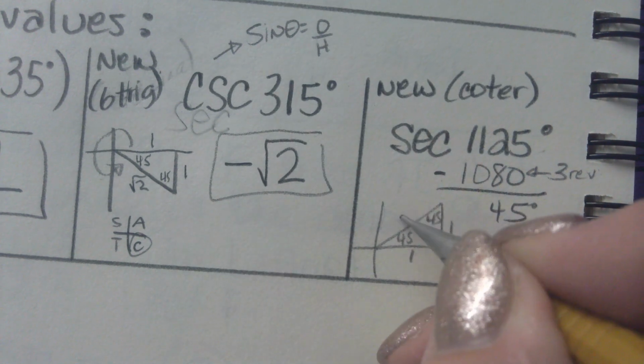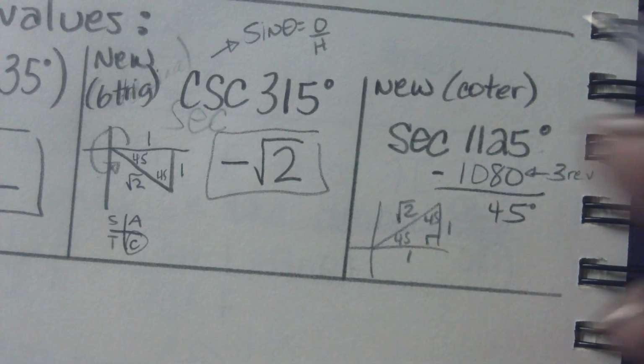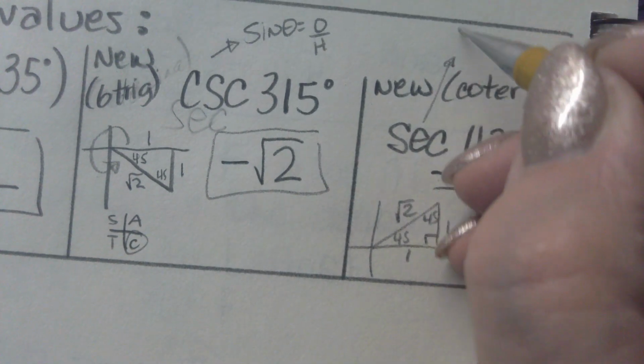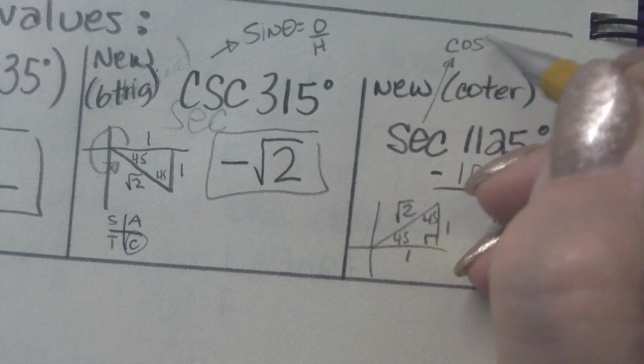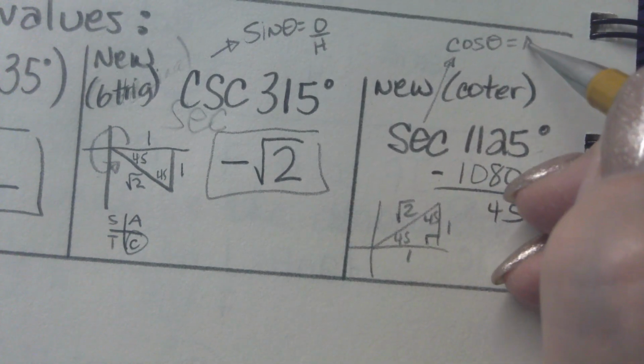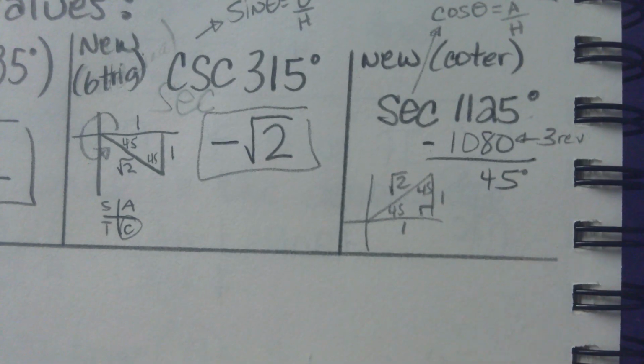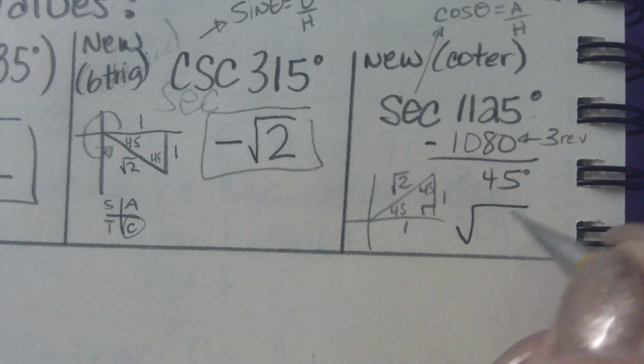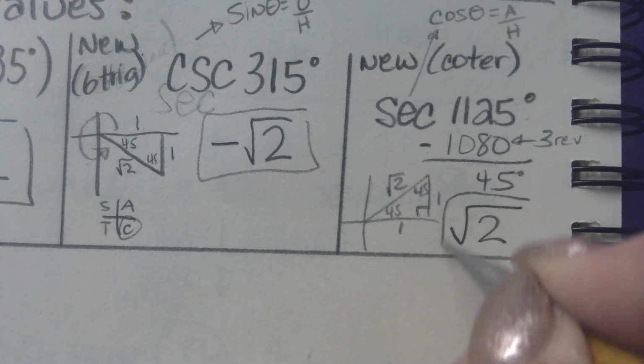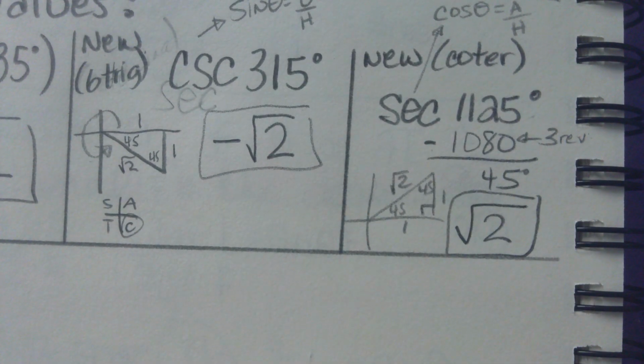1, 1, root 2. So secant, again, is the opposite of cos theta, and cos is adjacent over hypotenuse. So I'm looking for hypotenuse over adjacent, which is root 2 over 1, which is root 2. So there's your 4 combinations there. Okay? So that's all exact values.